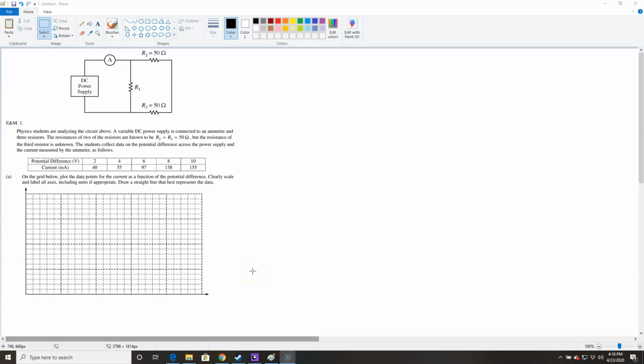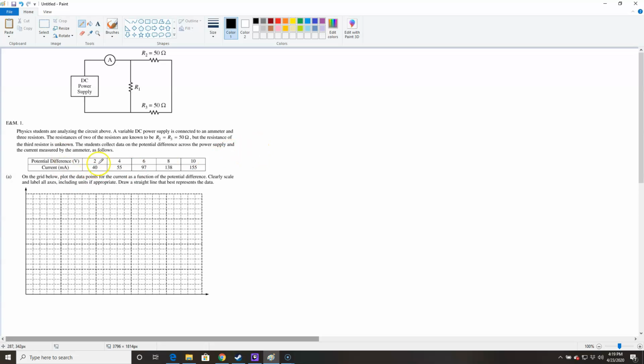In our electric circuits example, we have a DC power supply with an ammeter and 3 resistors. So the first thing it says, students are analyzing this circuit. It's a variable DC supply, so we can change the amount of voltage coming out. And we are told that R2 and R3 both have a resistance of 50 ohms, but the resistance of R1 is unknown. And students were able to collect the data.